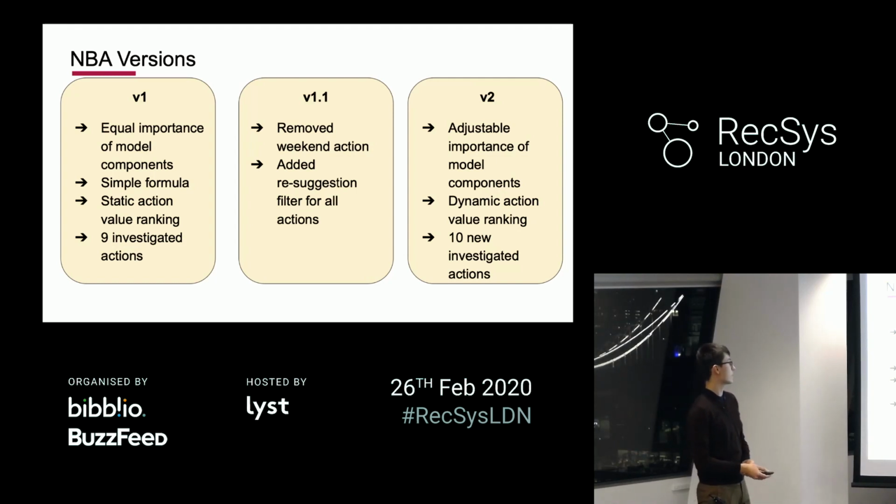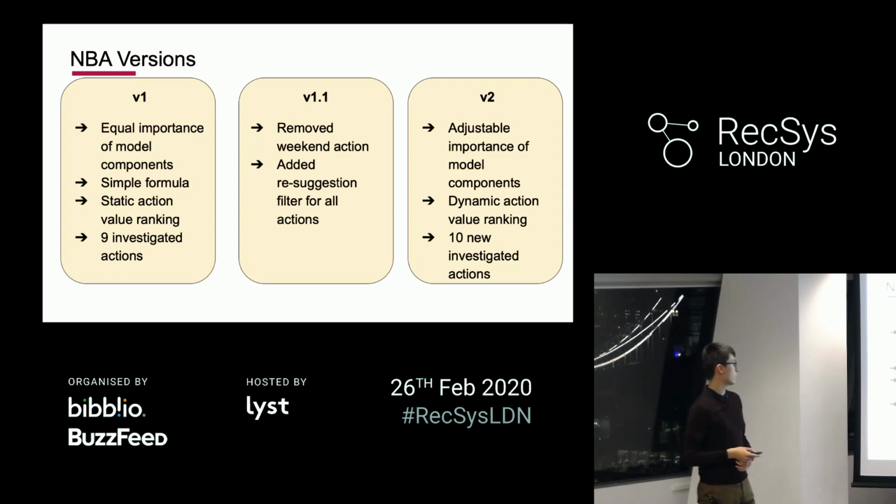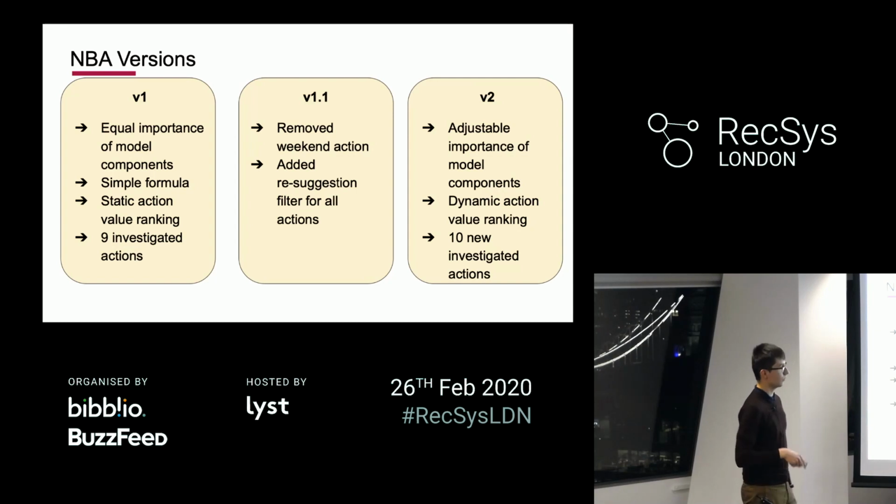Here's a brief history of our recommender system. Initially, we assumed equal importance of both the likelihood and action value components, so we just multiplied the action value by the probability of a user taking a given action. But right now, we have changed this formula just to have more control over the outputs of the model. We also had a static action value ranking, so we couldn't update it. We just computed it once, and then it stayed as it was.